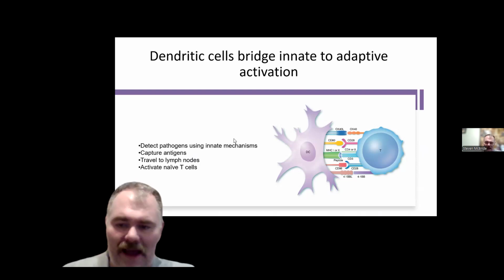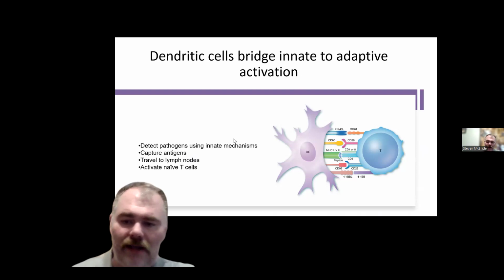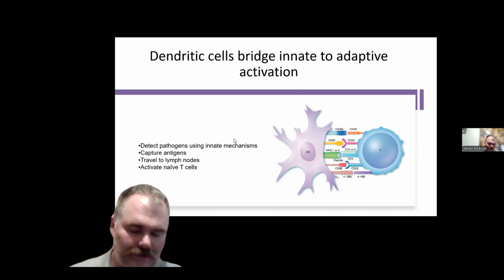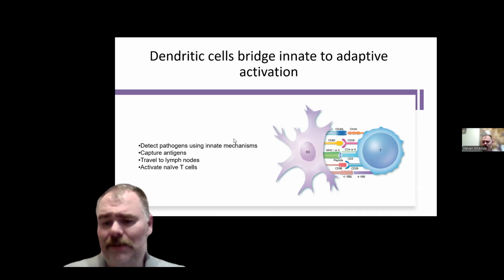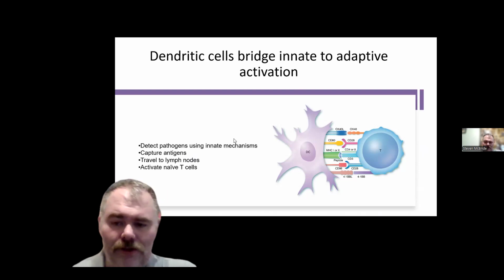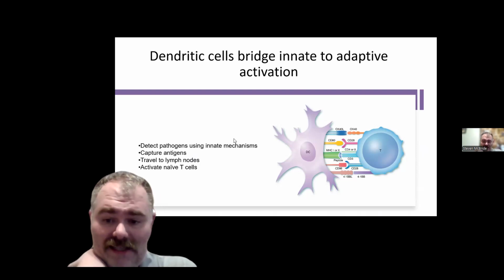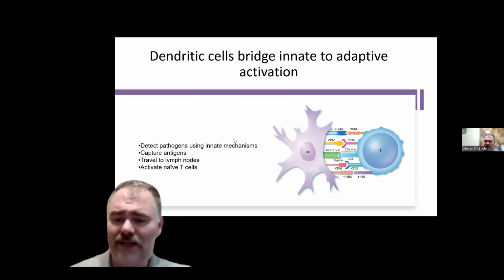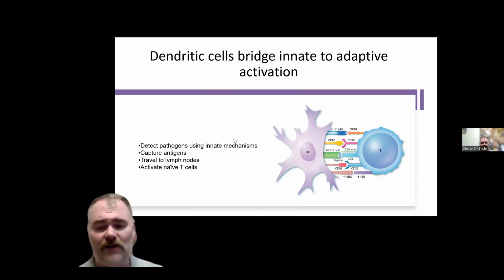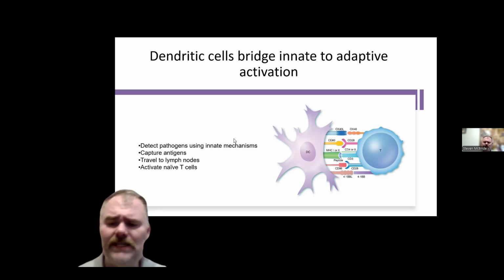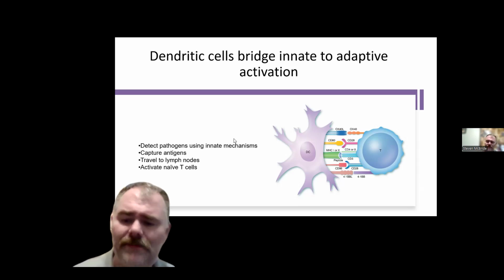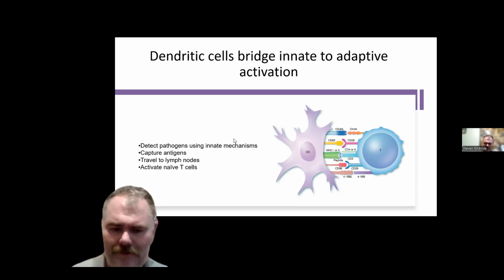After encountering a pathogen, dendritic cells migrate to nearby lymph nodes where large numbers of naive T cells are located. There, dendritic cells display antigens on MHC molecules and provide additional activation signals that help initiate adaptive immune responses. Without dendritic cells, T cells would rarely encounter the antigen they need to become activated. For this reason, dendritic cells are often described as the bridge between innate and adaptive immunity.